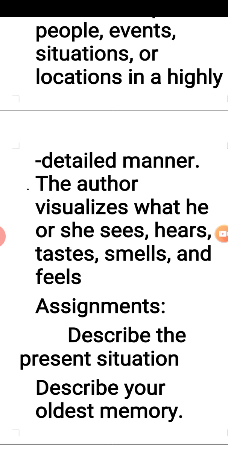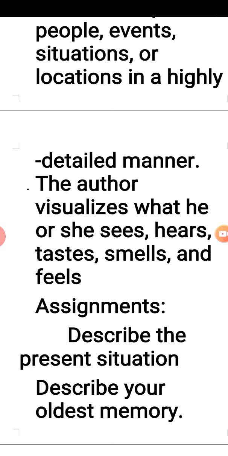The author visualizes what he or she sees, hears, tastes, smells, and feels. Like if you picture a red rose, the author is talking about a rose, the fragrance of which, if it is very descriptive, very vivid, you can almost feel the smell of the rose, the beautiful rose that the author is talking about. Or a beautiful girl, the beauty of the girl, or the cruelty of a person, or a ferocious animal. So sometimes it is so vivid, so descriptive.